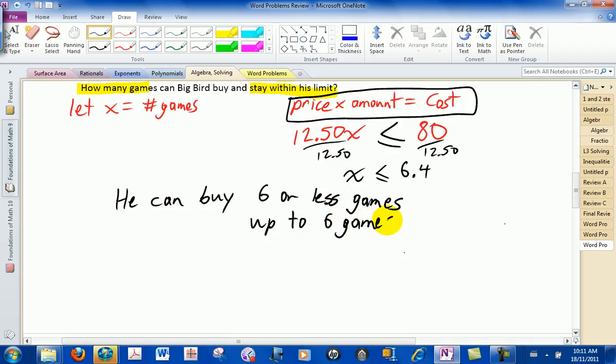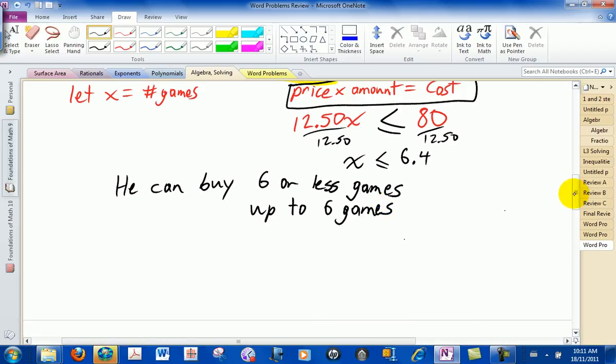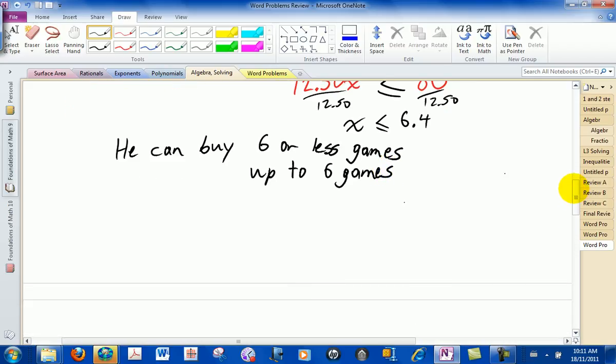Again, you're demonstrating that he can buy less, which is good. What else could you say? Perfect. That's the other one I was going to say. He can buy a maximum of 6 games. Those are all very good ways of expressing it. You can buy 1, 2, 3, 4, 5, and 6, and you cannot go to 7 games or more, right? So 6 games is your limit.